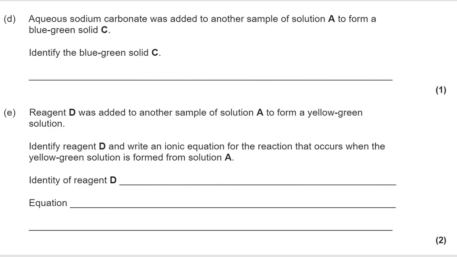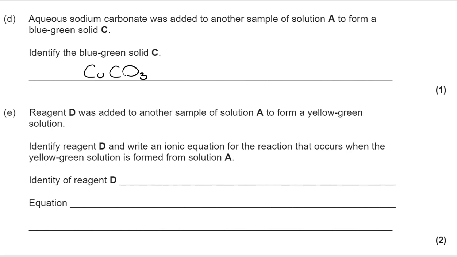Moving on to part D, we have aqueous sodium carbonate added to another sample of solution A to form a blue-green solid C. Once again, you need to know the colours, but then you need also to be able to recognise the colours and give the relevant compound. And in this particular case, we're looking for copper carbonate.